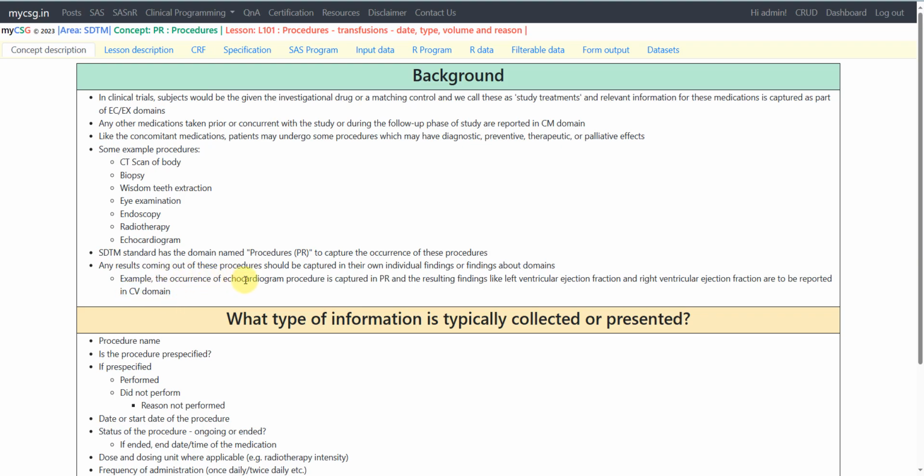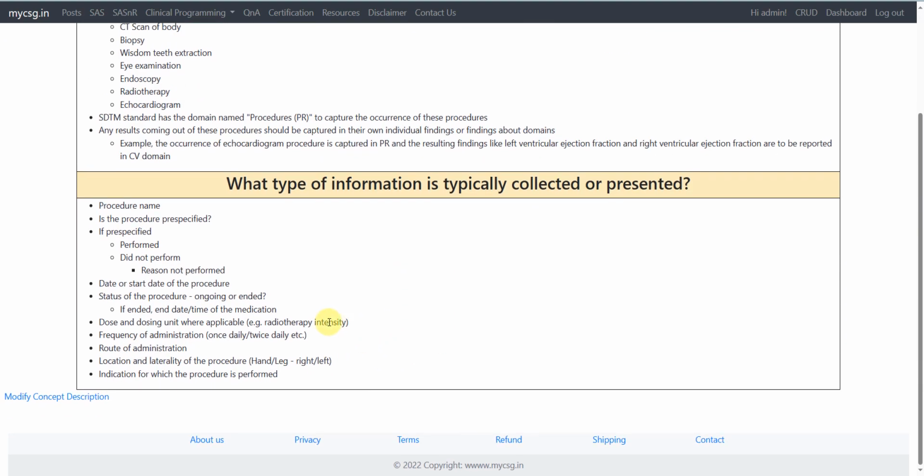So, an important thing to note: only the procedure performed, the details, will be in the PR domain, and the relevant findings will be in the associated findings domain or findings about domains. So what type of information is typically collected or presented for the procedures domain? The name of the procedure.